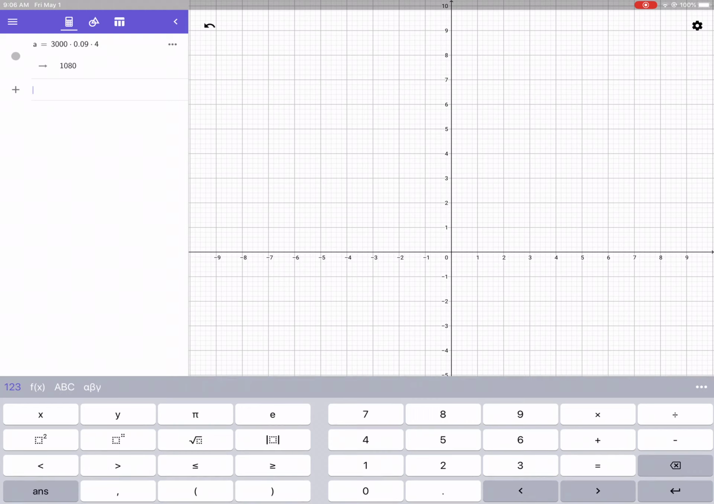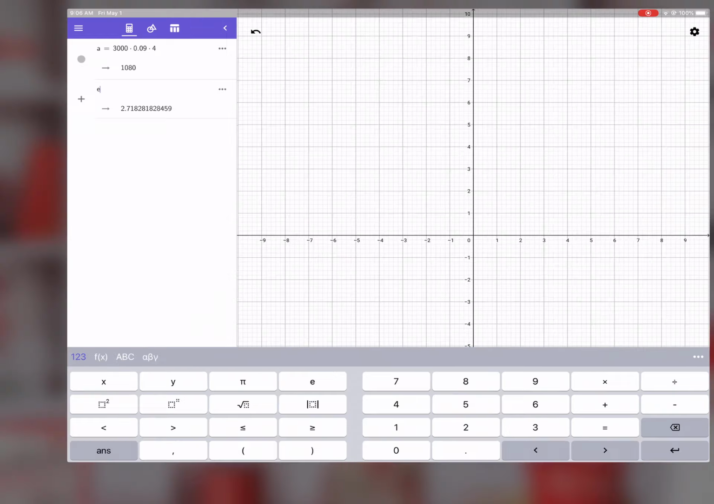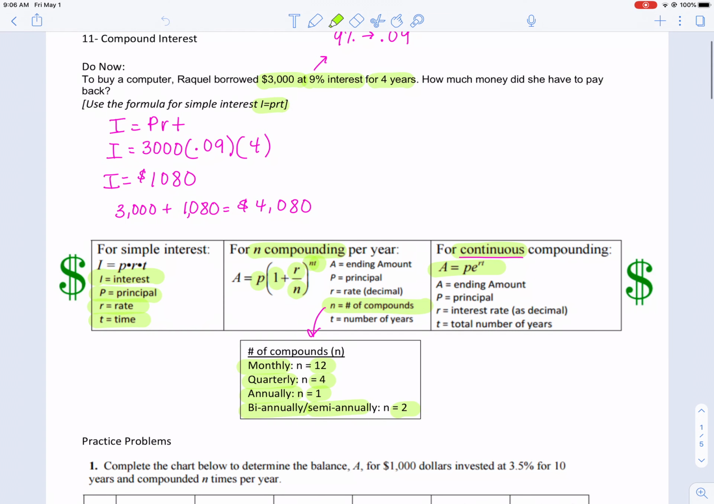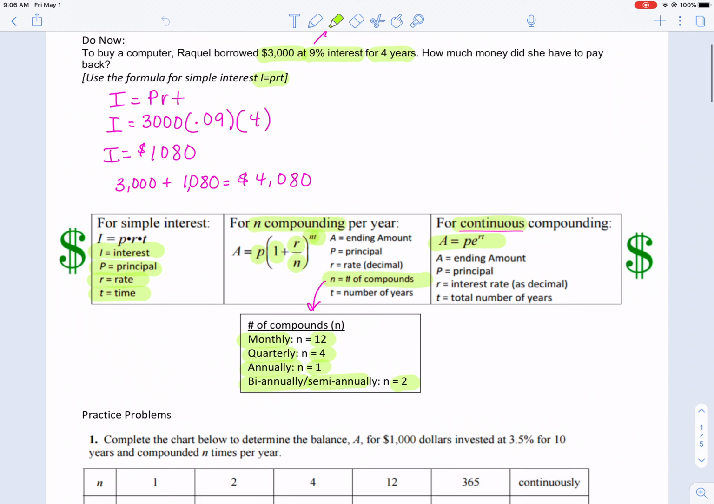In GeoGebra, when you go to type, notice the base of E, it's right next to your pi symbol, okay? Good to know. And if I literally just type E, notice it says 2.71828. It's just like pi. It's just this known number that we're going to use as a base in this formula. Okay, so you're going to take that principal times your base of E to the rate times the time, okay?